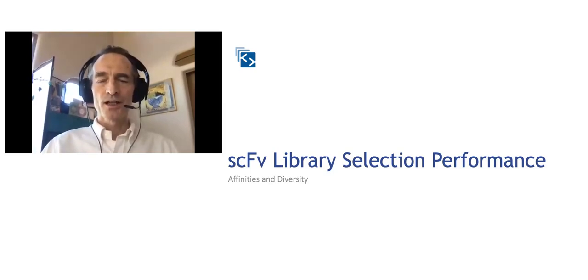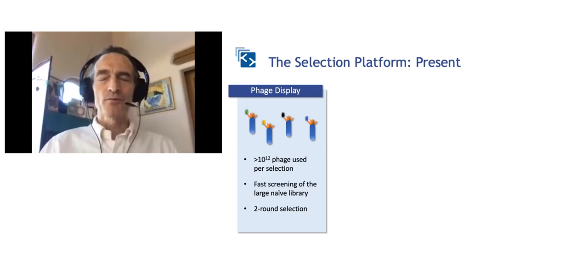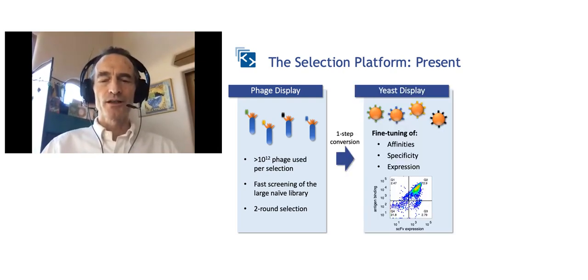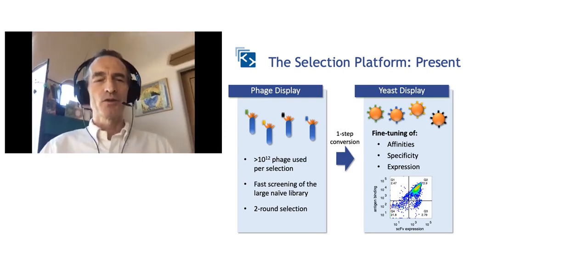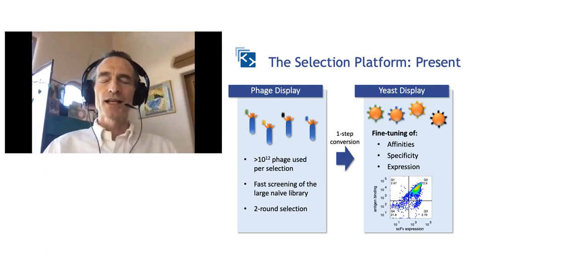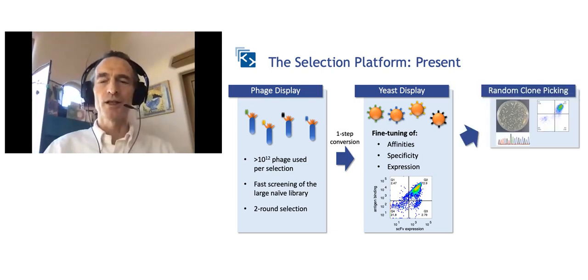So it's all very well that we've designed it well, but how does it work? Our platform at the moment is to create the library in phage display. We do a couple of rounds in phage. We then transfer to yeast in a single step cloning using homologous recombination. And this allows us to fine tune affinity, specificity, and expression levels. In particular, if you want antibodies, for example, that bind one target but not another, or you want human and cyno, stuff like that, this is where yeast display really becomes valuable.